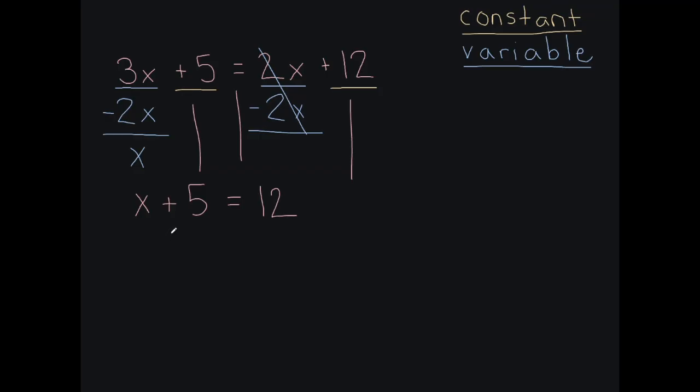Now let's get rid of this 5. We have plus 5, so we'll subtract 5. And remember, we need to stay balanced, so we're going to subtract 5 from this 12 as well. 12 minus 5 would be 7. 5 minus 5 would be nothing.